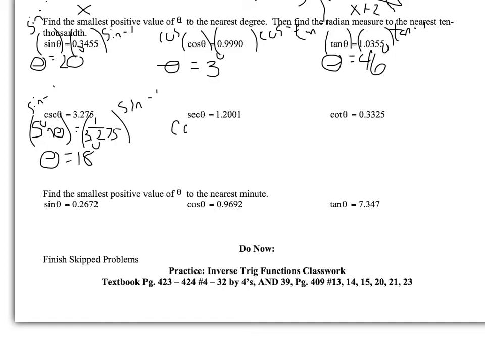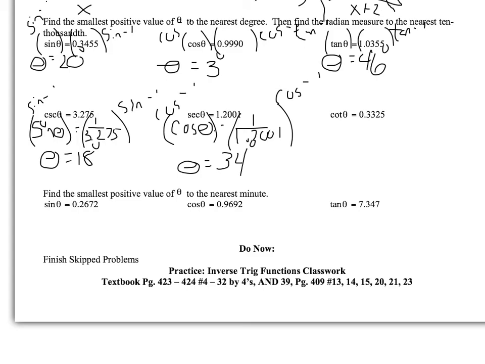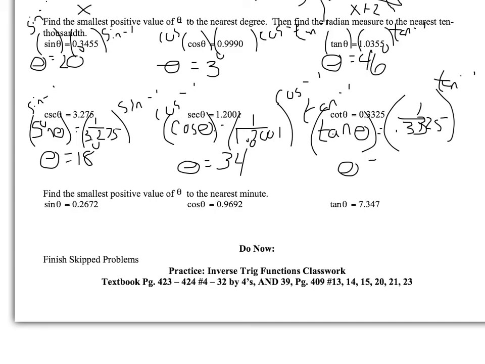For secant, the reciprocal of secant is cosine. The reciprocal of 1.2001 is 1 over 1.2001. Now you take the inverse of both sides, and you get theta equals 34 degrees. The reciprocal of cotangent is tangent, and the reciprocal of 3325 is 1 over 3325. Then you do inverse tan, and you get theta is equal to about 72 degrees.